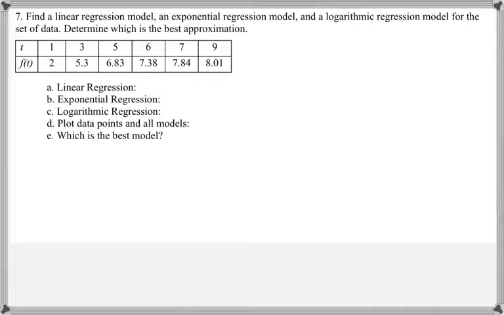Question number 7 is probably the most realistic regression question that we've looked at so far. It says find a linear regression model, an exponential regression model, and a logarithmic regression model for the set of data. Then determine which is the best approximation. So we have one set of data here, but we're going to be calculating 3 different regression models based on it. And it's up to us to choose which is the best fit for the data.